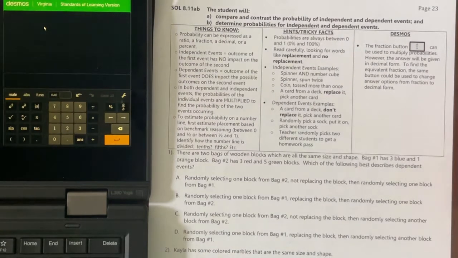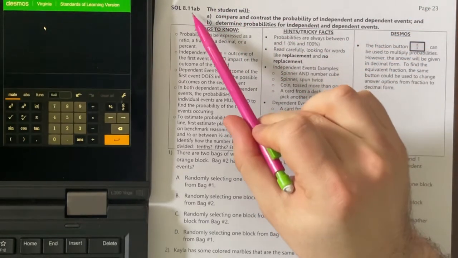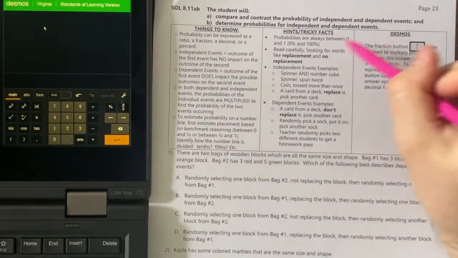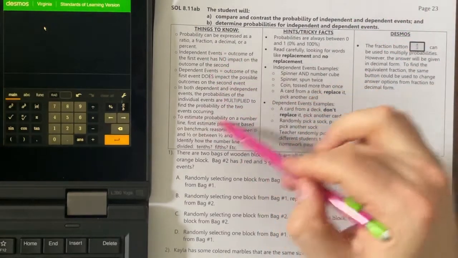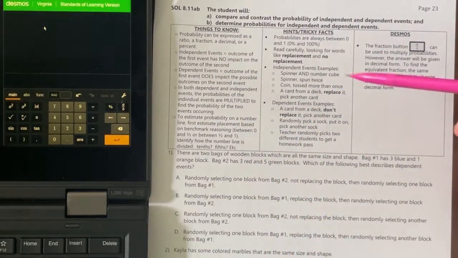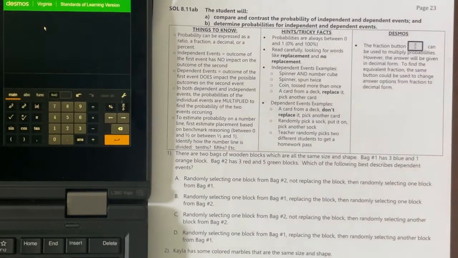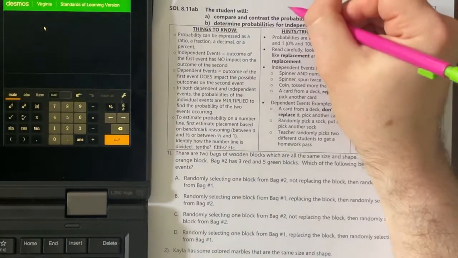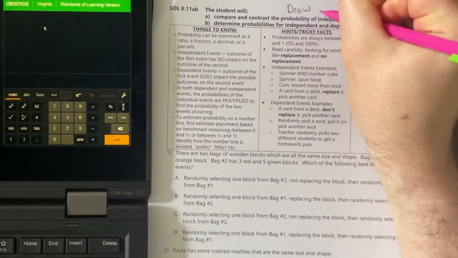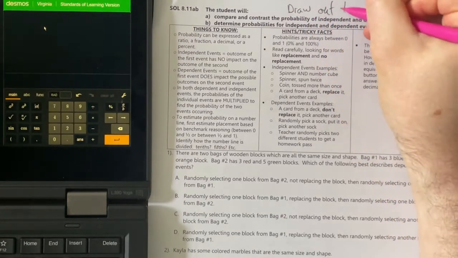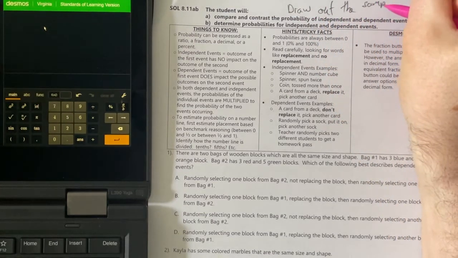And in this video, we're going to be still working on that SOL review guide, but now we're working on that SOL 8.11. Again, that's going to be everything probability. So make sure you can read carefully over those things to know and some helpful tricks and facts. Also, I'm going to be using that Desmos calculator, as always, to be able to guide me through my answers.